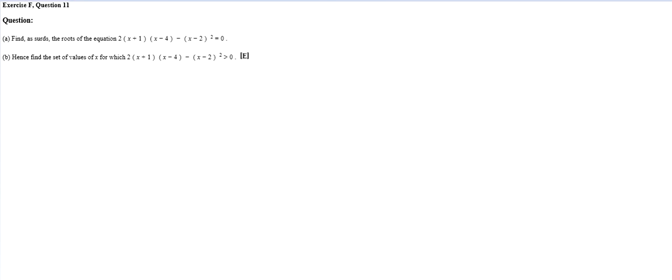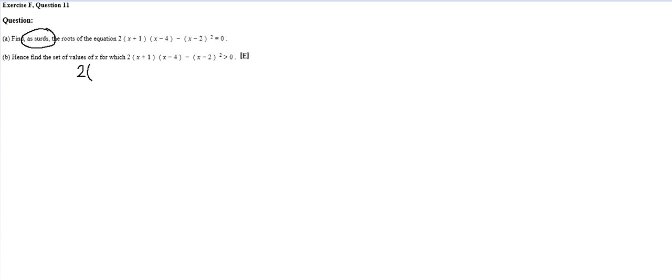Question 11 looks pretty horrendous, and we're asked to find the roots as a surd. So we're not expecting to be able to factorise this one nicely. So let's see how we go. Part B is "hence", so that's use my answer, so that's going to be fine. Okay, so I'm going to deal with this bit first.